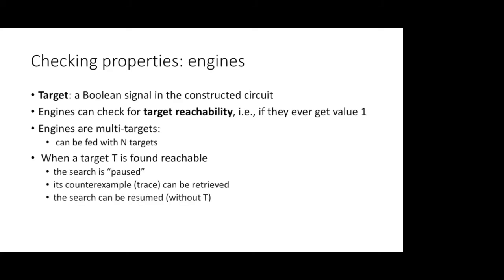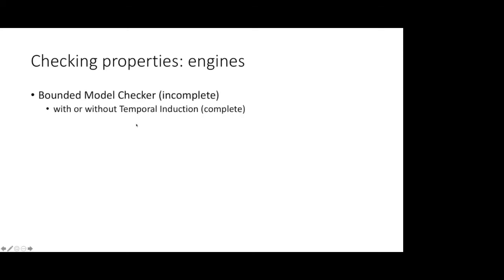And then you can start the search for reachability. When a target is found reachable, the search is paused. The counterexample for the target that has been found reachable can be retrieved, and then the search can be resumed without the target that has just been found reachable, which is eliminated from the set of targets to be searched for. The engines that are available in Intrepid are essentially three.